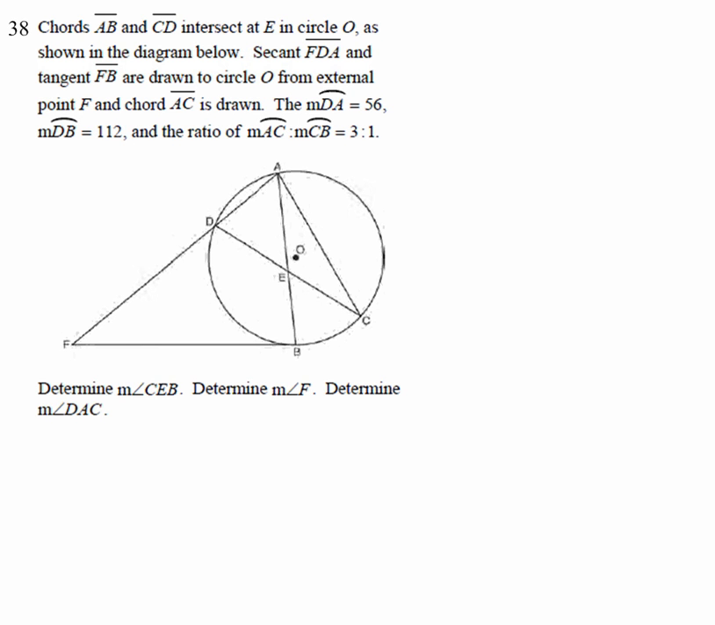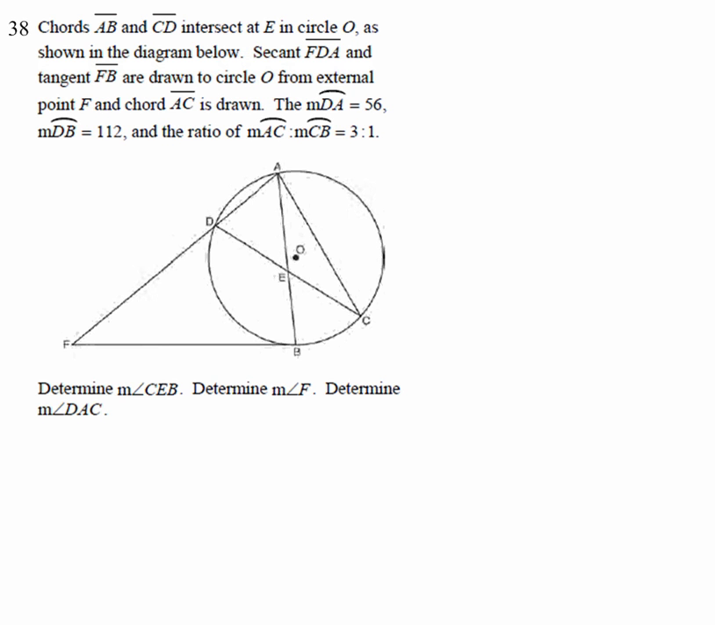In this video, we are going to look at number 38 from the August 2012 Geometry Regents. Chords AB and CD intersect at E in circle O, as shown in the diagram below. Secant FDA and tangent FB are drawn to circle O from external point F, and chord AC is drawn. The measure of arc DA is 56. The measure of arc DB is 112, and the ratio of the measure of arc AC to the measure of arc CB is 3:1. Determine the measure of angle CEB. Determine the measure of angle F. Determine the measure of angle DAC.